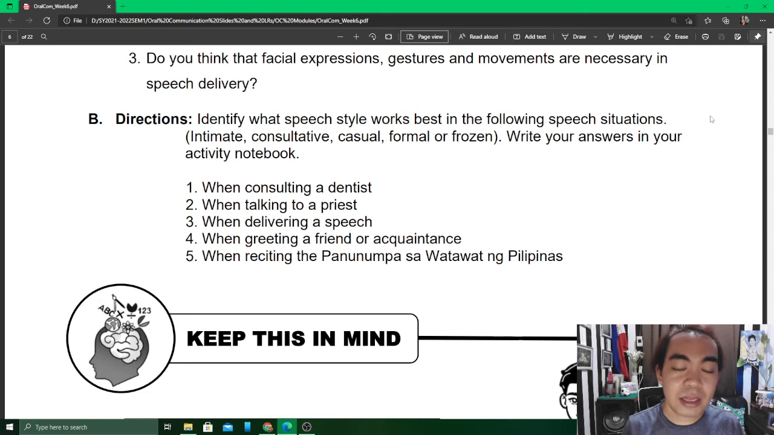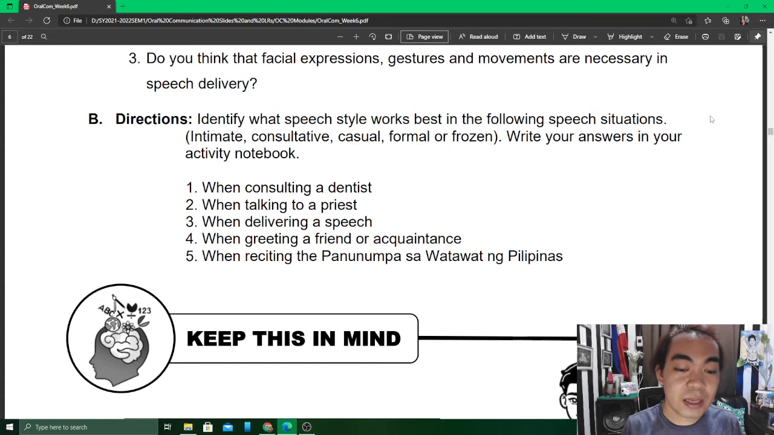Number 3, when delivering a speech. It is not specified what kind of speech is delivered, but most probably when you deliver a speech in public. Okay? Number 4, when greeting a friend or an acquaintance, among those you know, your acquaintances, your friends you chat with. What speech style is best to use?